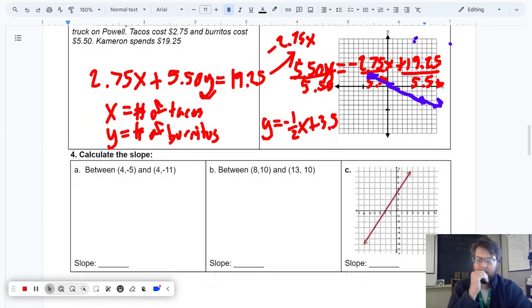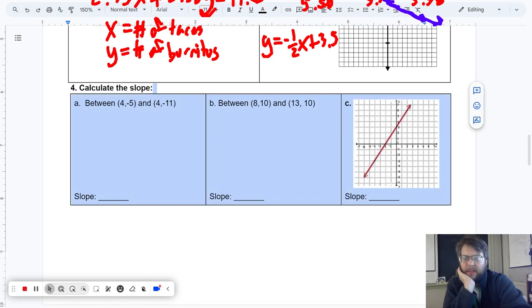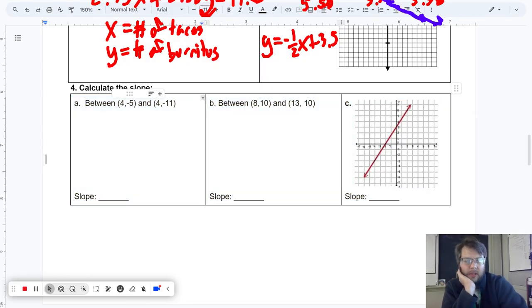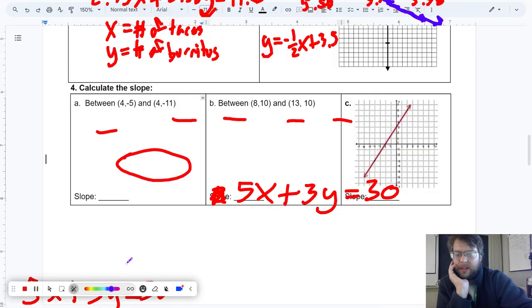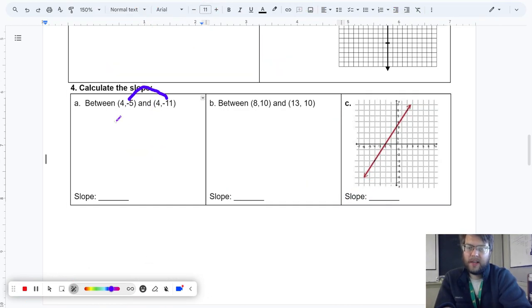Okay, let's keep on scooting down. Now we're just asked to calculate the slope. Slope is just rise over run. So just think about how much the y values are going and how much the x values are going. Oops, I gotta switch to my pen. Oh dear. There we go. Okay, so how much are the y values going up? From negative 5 up to negative 11, that's actually going down 6.